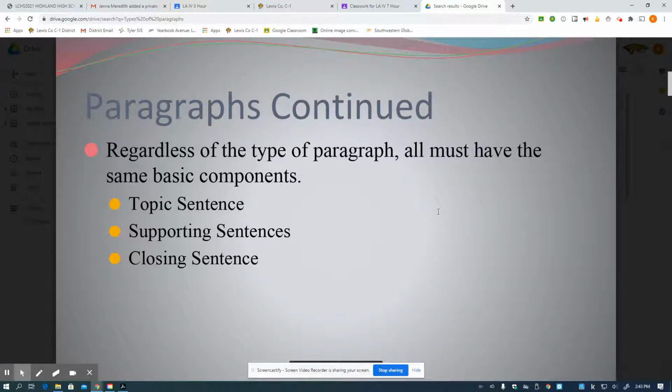Regardless of the type of paragraph that you are writing, all must have the same basic components: a topic sentence, a supporting sentence, and closing sentences. Now, this is somewhat review for some of us, but others still need a little reminder as we continue to work through the writing process.